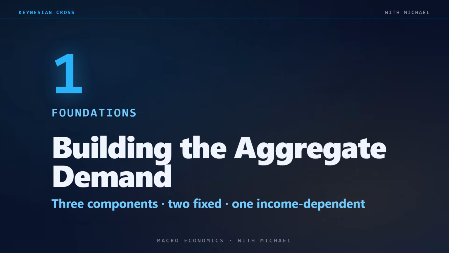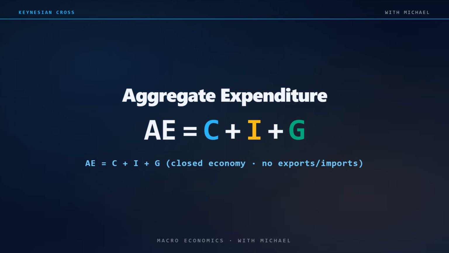Now we need a theory of how each component is determined. Investment, for now, we will treat as fixed, a number determined by business confidence, interest rates, and expectations. Call it I bar. Government spending is set by policy, chosen by Parliament or Congress. Call it G bar. The interesting variable is consumption, because consumption depends on income.